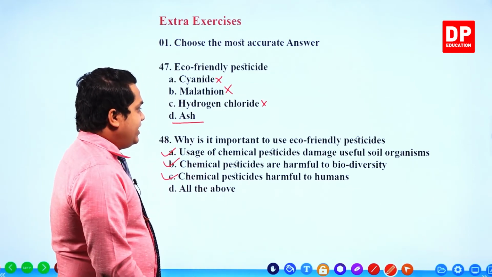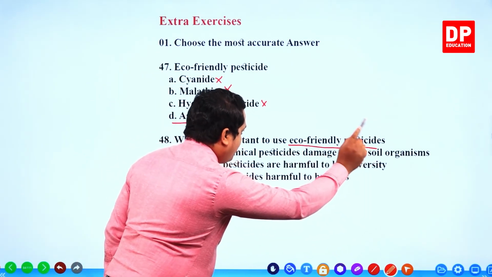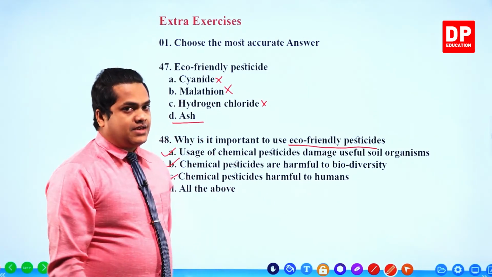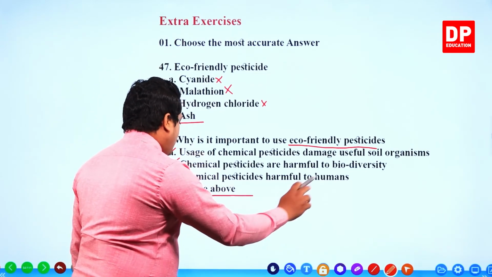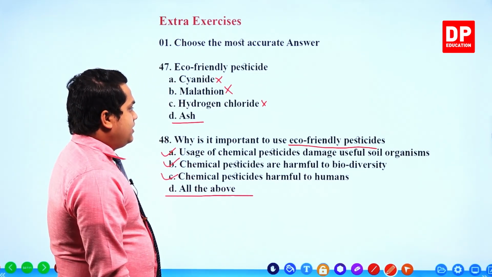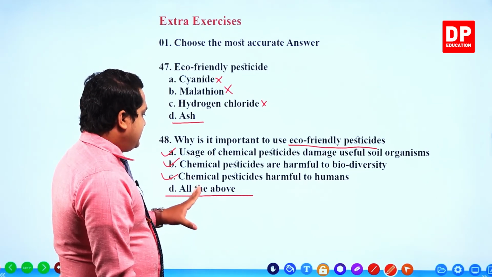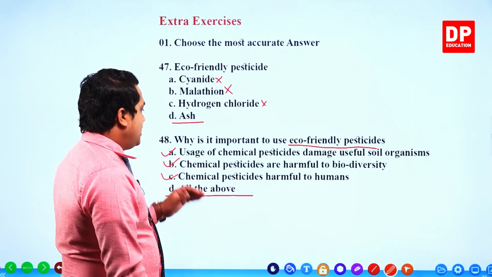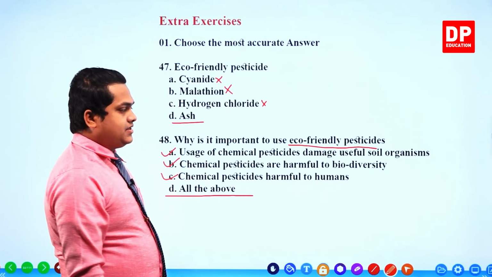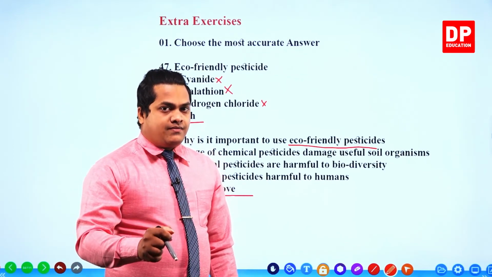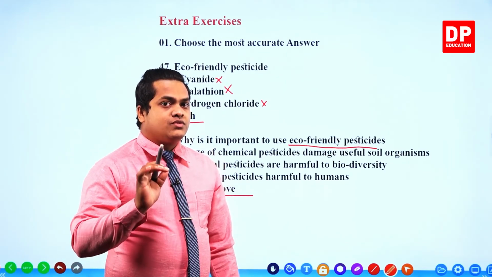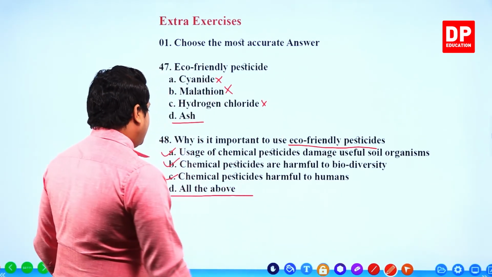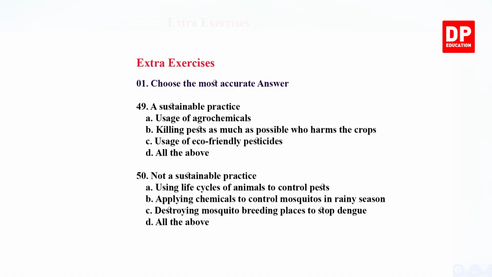So, therefore, it's very important to use eco-friendly pesticides, but not chemical pesticides. So, all of the above are correct. Right? And all of the above things are important to use eco-friendly pesticides apart from chemical pesticides. That's why we need to avoid chemical pesticides and we need to use more eco-friendly pesticides. Okay. Then, my dear children, the next question.